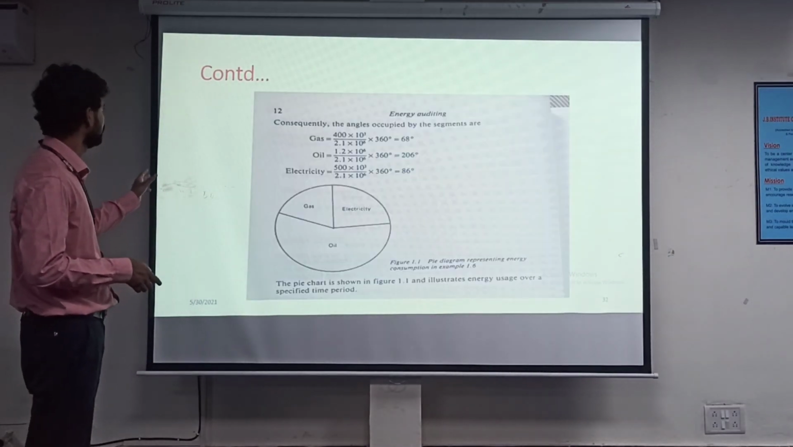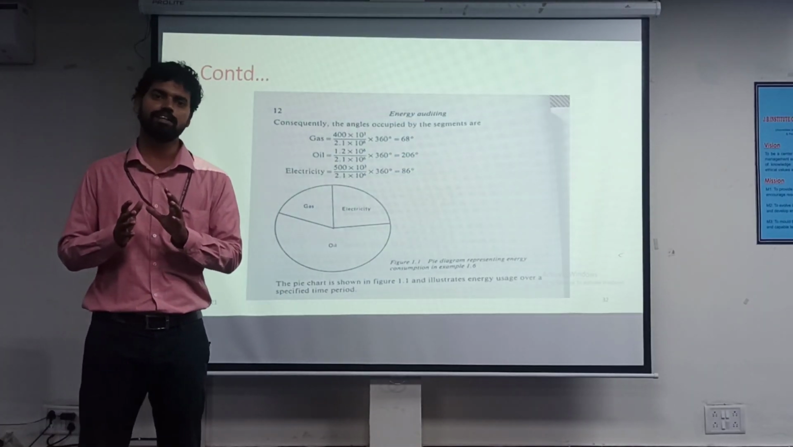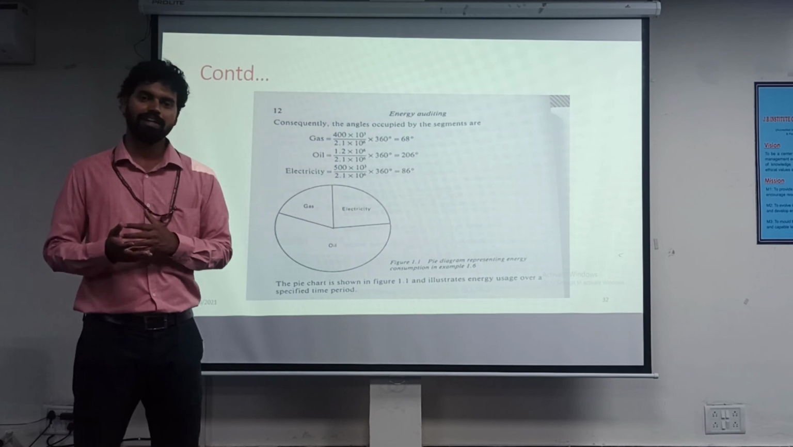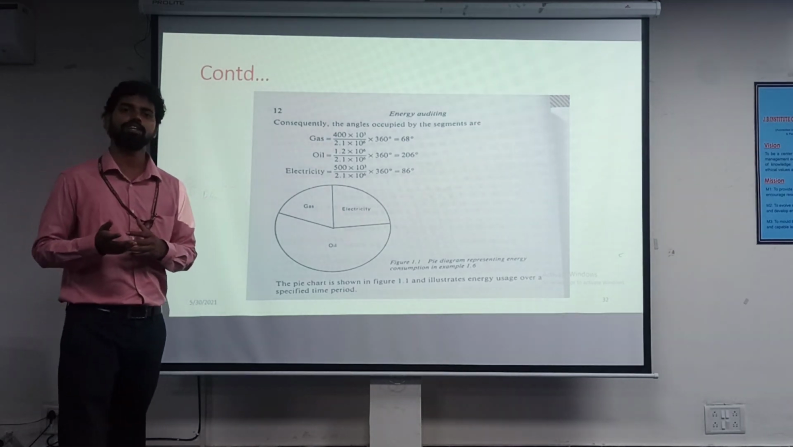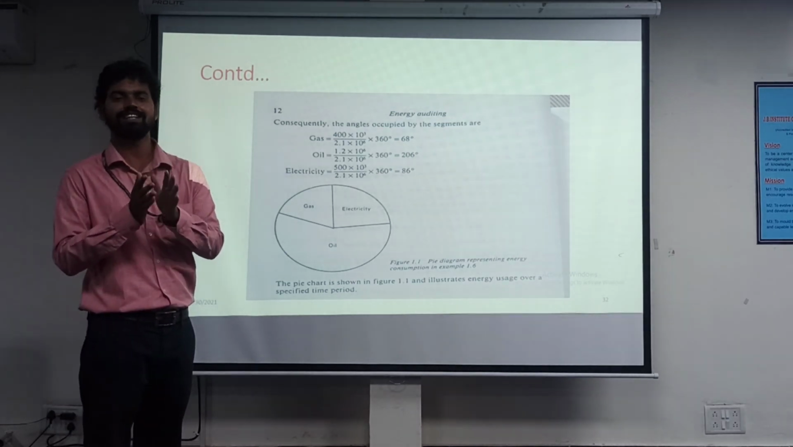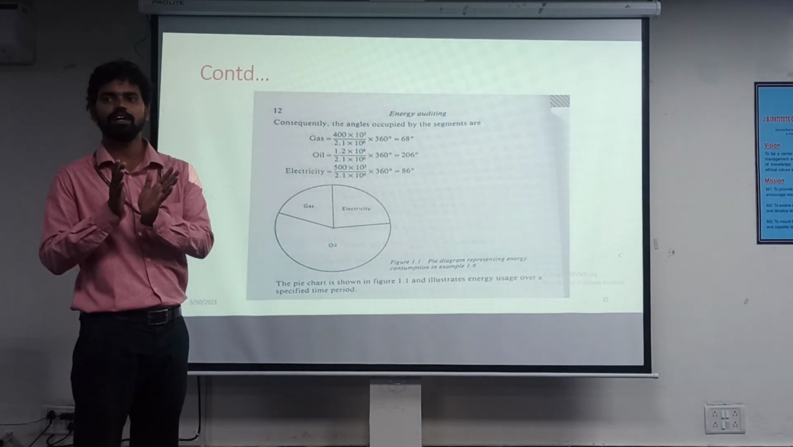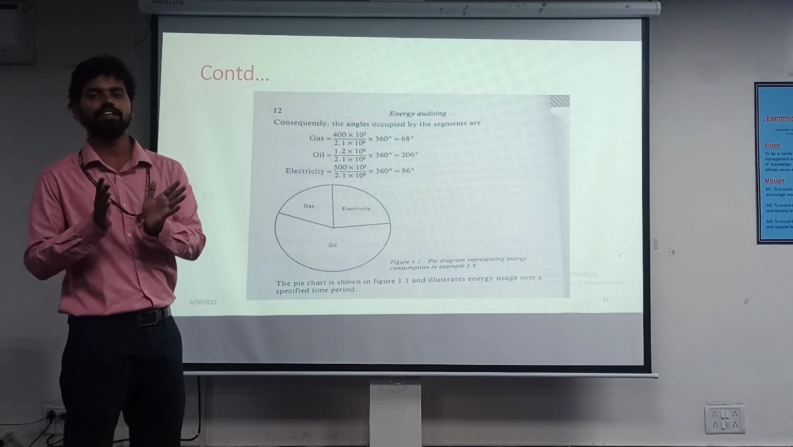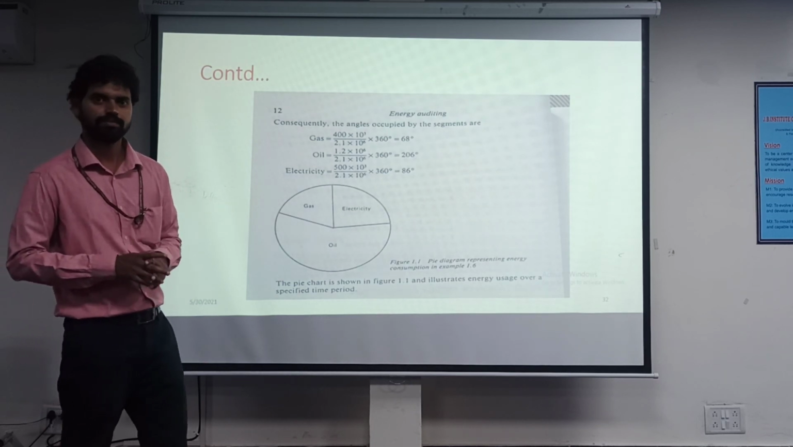Pie charts. In these pie charts, the amount of energy consumption by the different energy fuels is represented in the form of a circular chart. Here the consumption of each fuel or each energy type is represented as a segment of the circular chart. The greater the segment of the circular chart, the greater the energy usage. Okay, thank you.